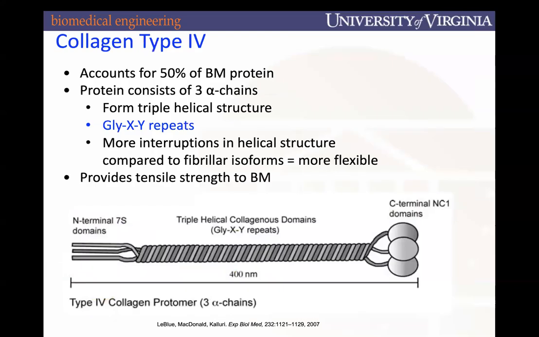Collagen type 4 is the other key protein in our basement membrane. Laminin accounts for about 50% of the basement membrane protein, and collagen type 4 accounts for about 50%. This protein consists of 3 alpha chains, and they form a triple helix structure together, where most of the entire length of collagen type 4 is characterized by 3 amino acid motif repeats, where it's glycine, one amino acid, then a different amino acid, repeating over and over and over.